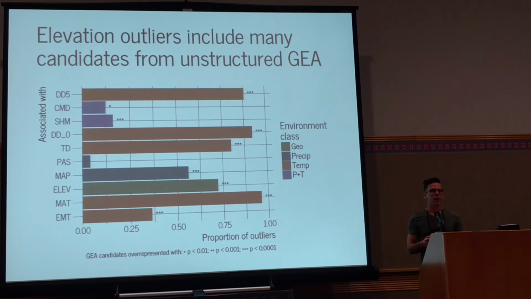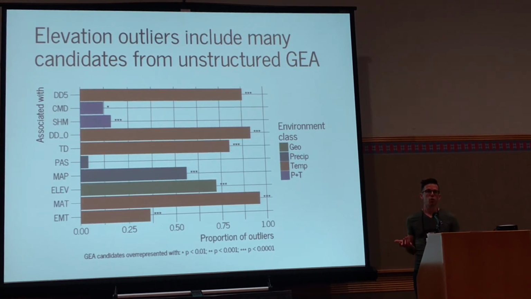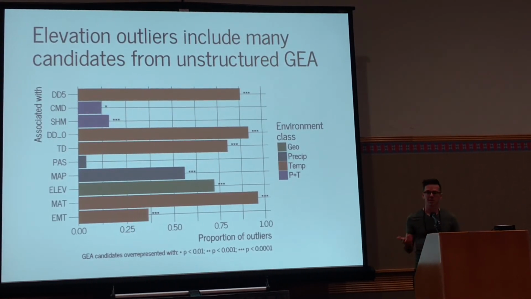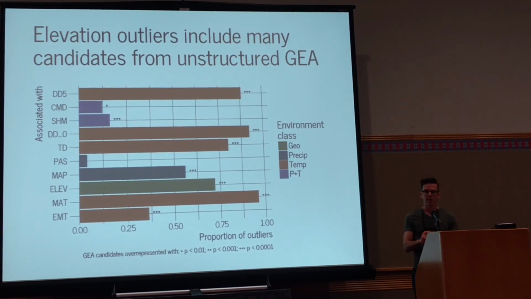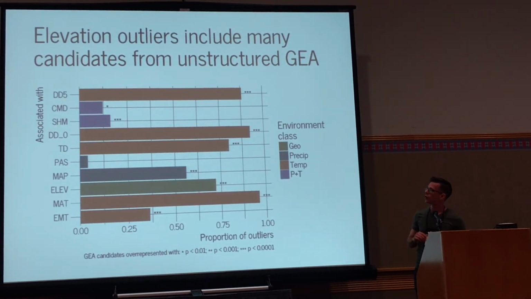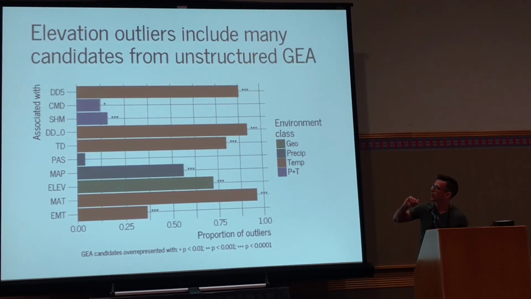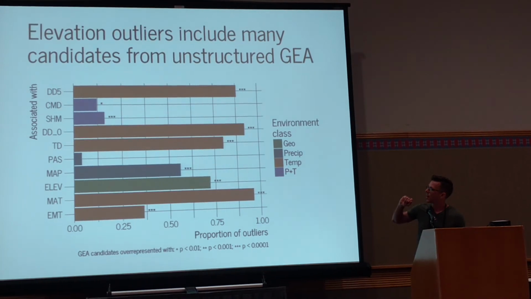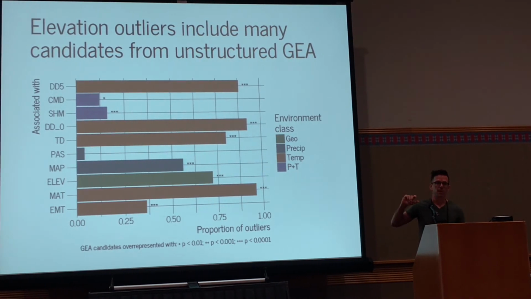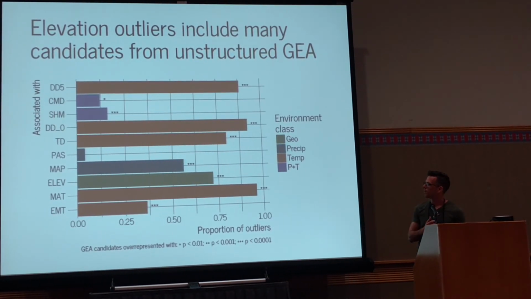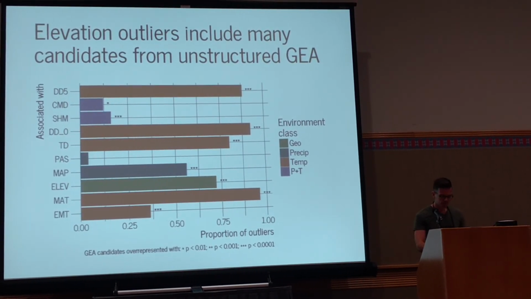If I look at the proportion of SNPs that are outliers for both pairs and transects, and ask what proportion of them show up as outliers in the BayPass analysis, I find lots of cases where a lot of the pair-transect outlier set are outliers for association to things like degree days over 5, the climate moisture deficit, the summer heat moisture index, degree days under 0 degrees centigrade, the temperature difference, precipitation as snow, mean annual precipitation, elevation. It's good to see that things that are elevational outliers are also elevational outliers in the unstructured population, and mean annual temperature.